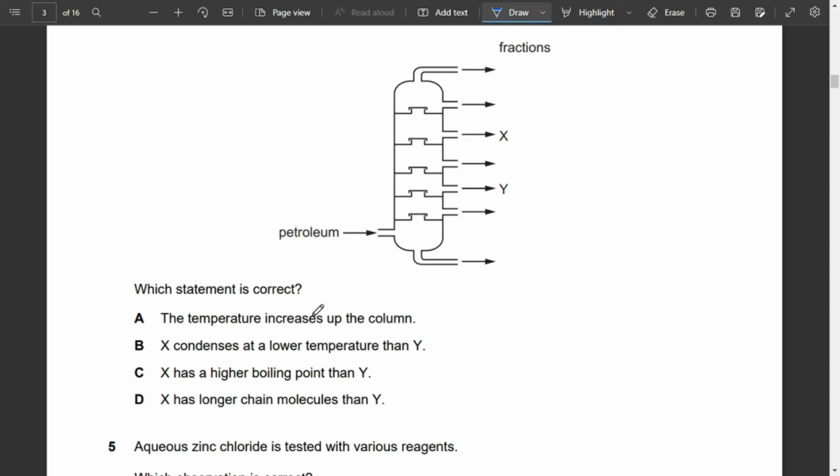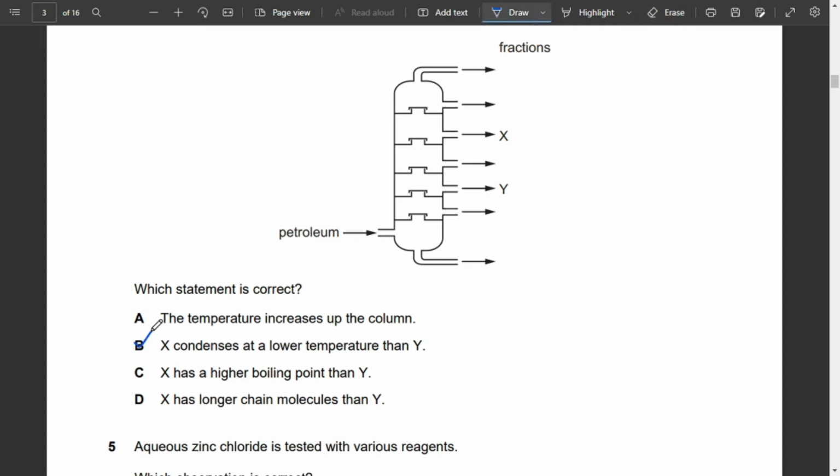Well, for this, no, the temperature does not increase up the column. X condenses at a lower temperature than Y. Yes, it condenses at a lower temperature, hence it's at a greater height. So that is why this is the right answer. But let's take a look at the other options too.